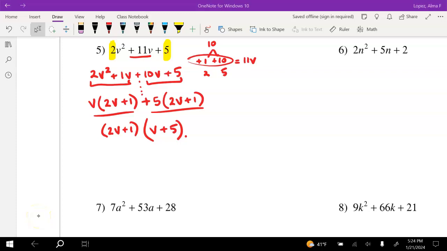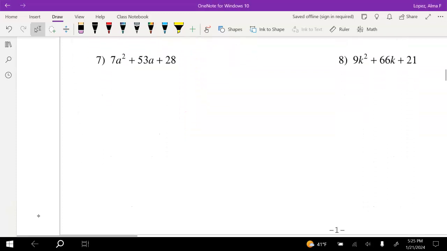Factoring type 2 trinomials, part 2. Okay, this is a giant number. We're going to start off by multiplying the 7 and the 28 together. Let's see, 7 times 28 is a very large 196. So let's do factors of 196.